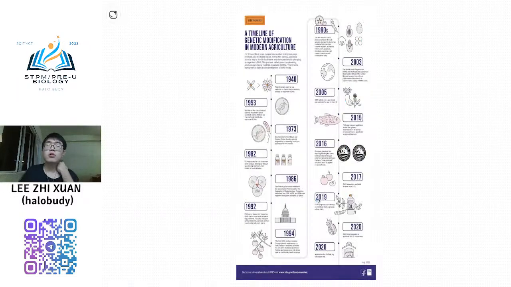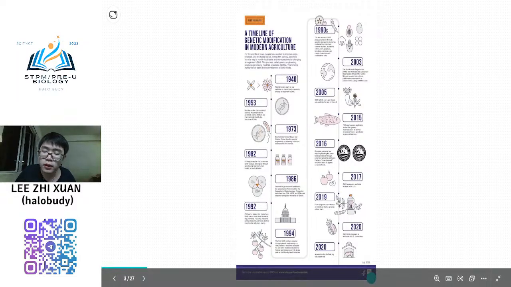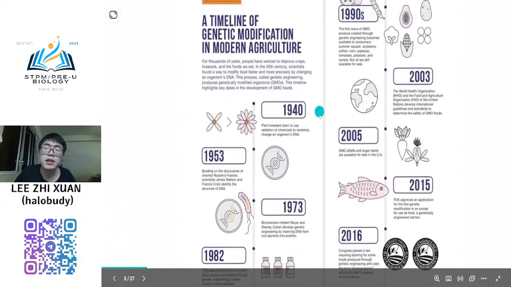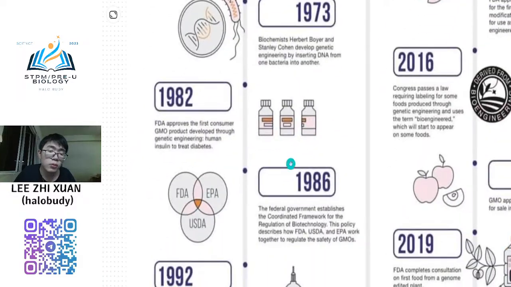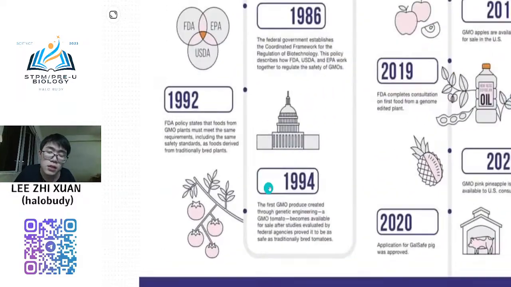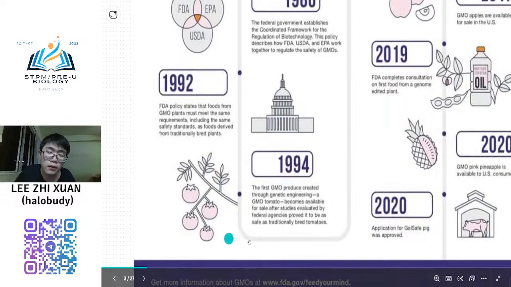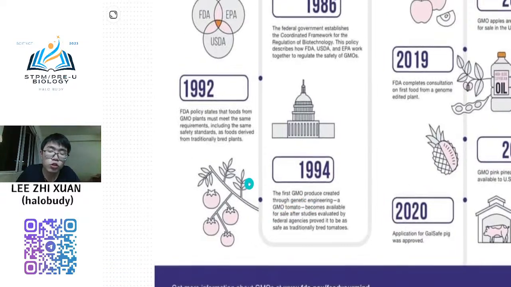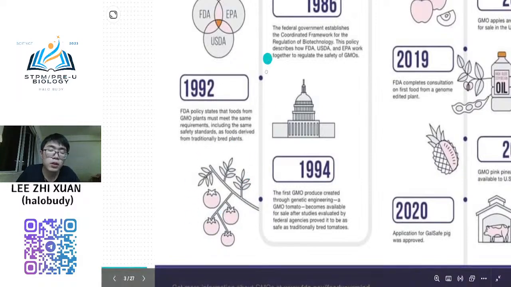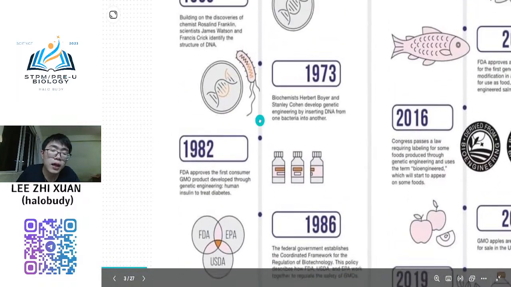Okay, so this is about the history of genetic engineering. Normally you see here, I just want to mention, genetic engineering starts from here. The first GMO created through genetic engineering was the GMO tomato.